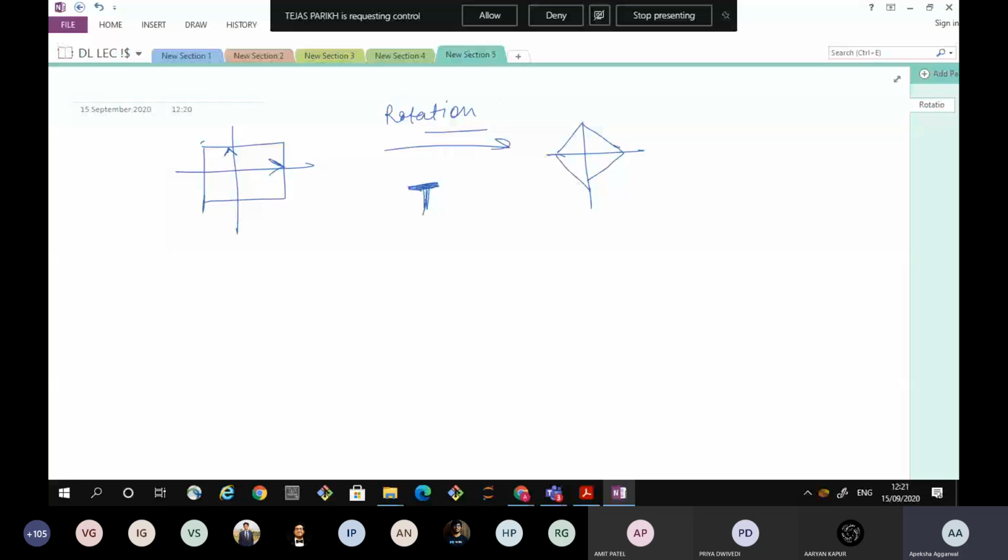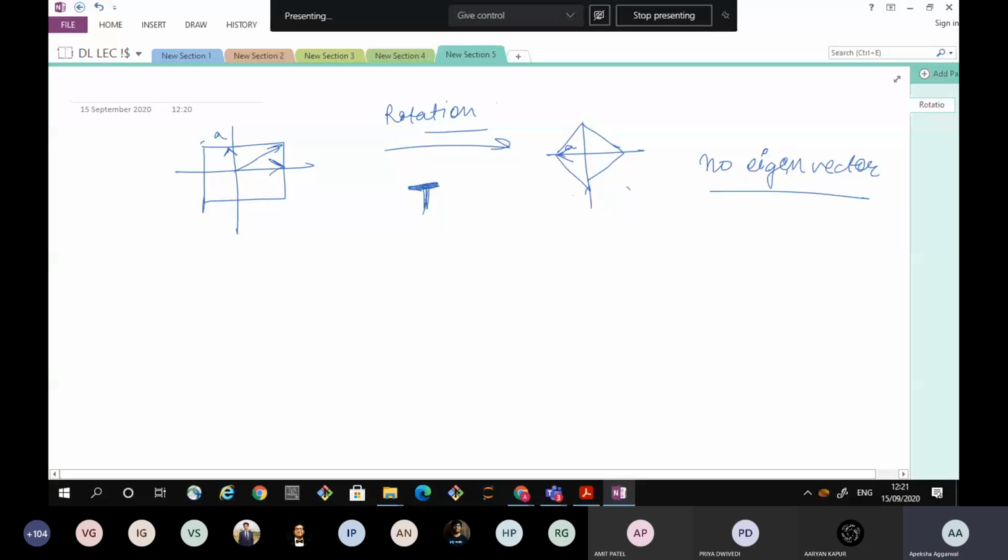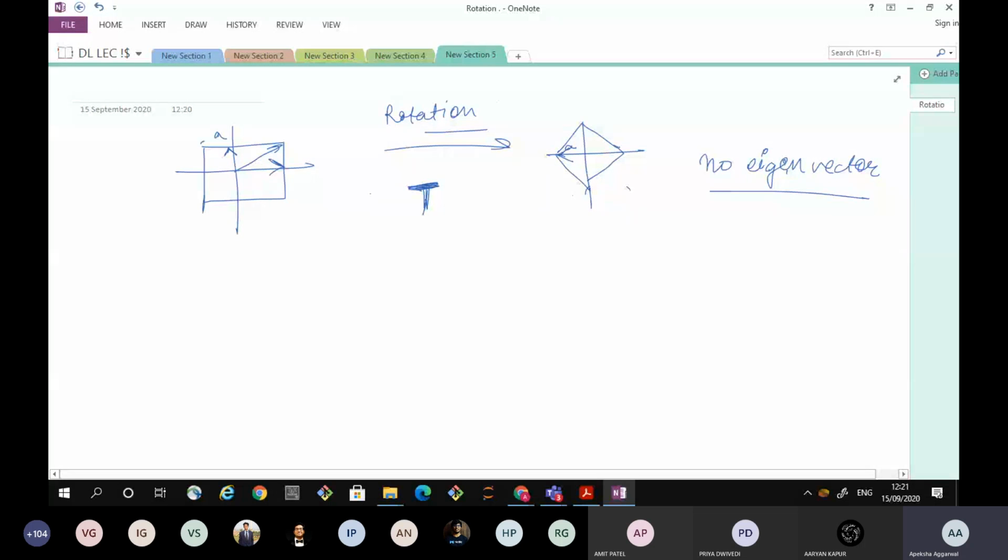Why? Anyway, so there are no eigenvectors because all the vectors are changed. All the vectors in all the directions are changed. So A is changed to something, let's say this is the new A, and B is changed to something else. So all the vectors are basically rotated. So that is why this matrix has no eigenvectors. So what is the advantage of doing this? Whenever I have some matrix represented by a vector or a set of vectors.